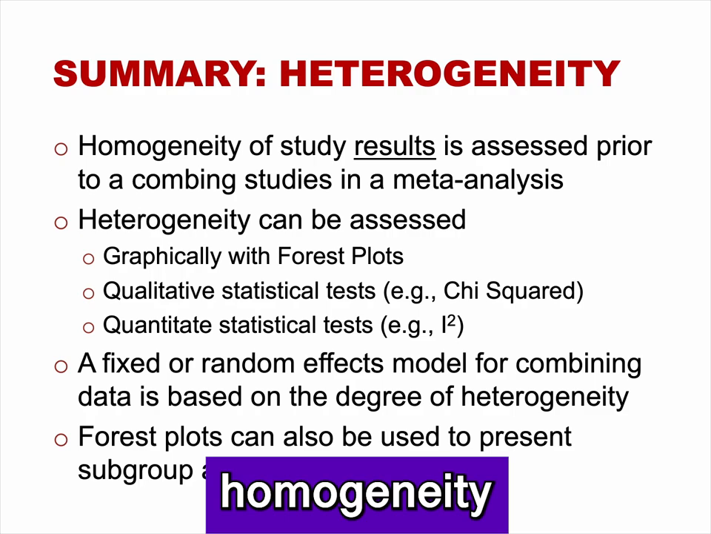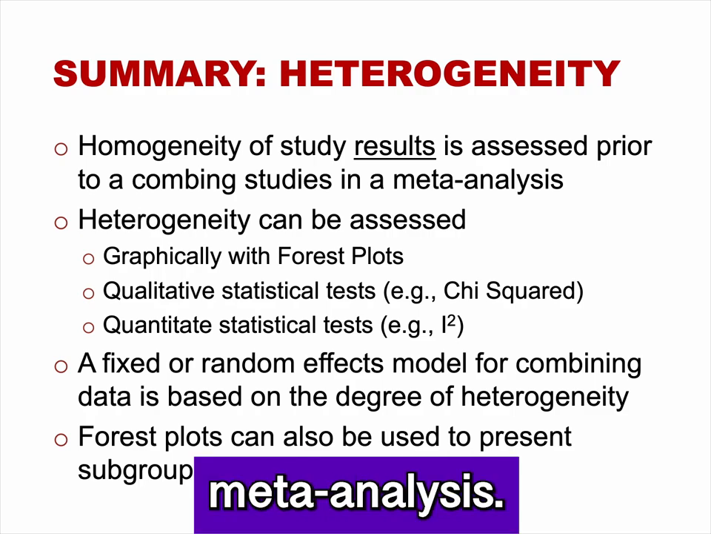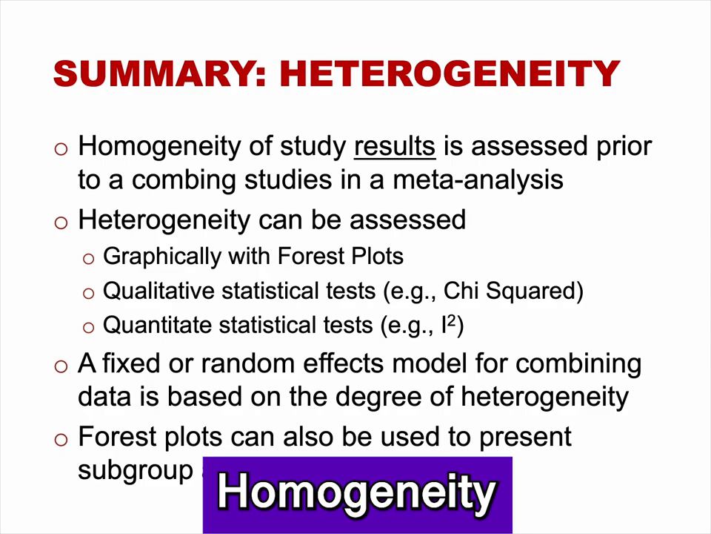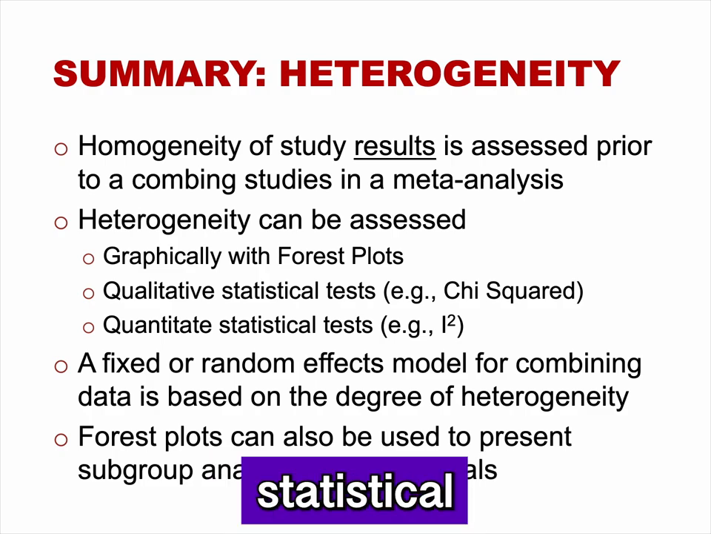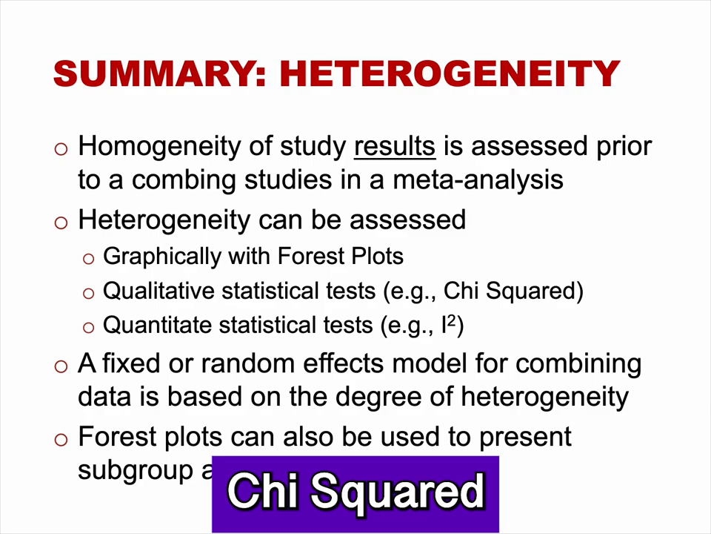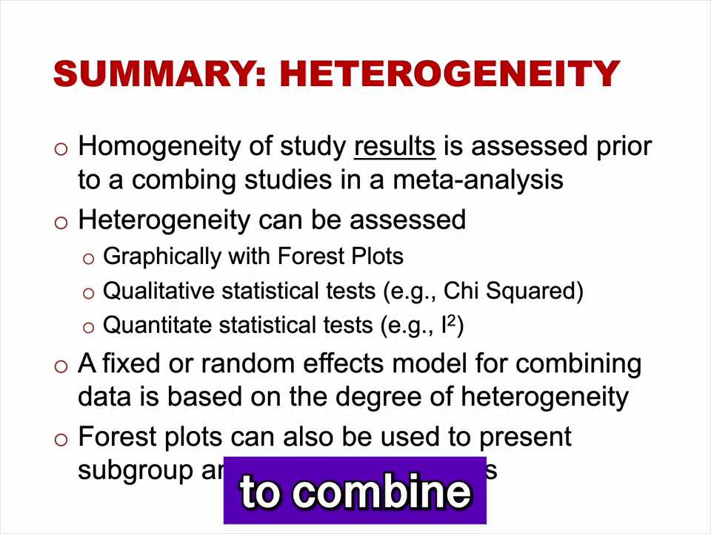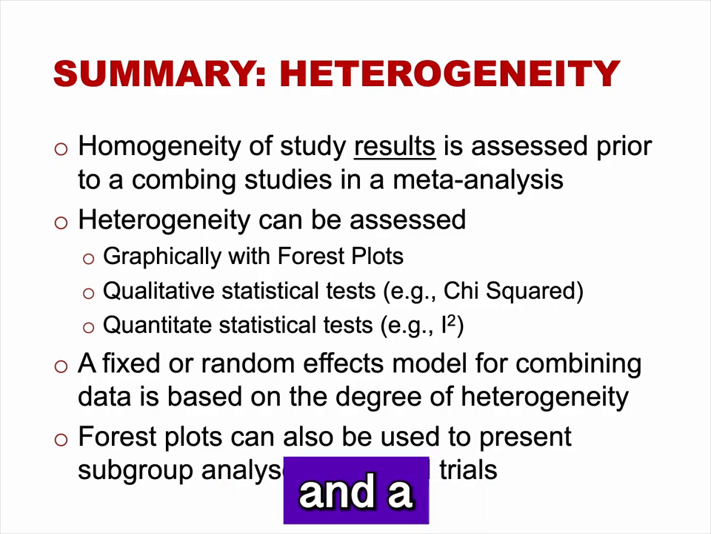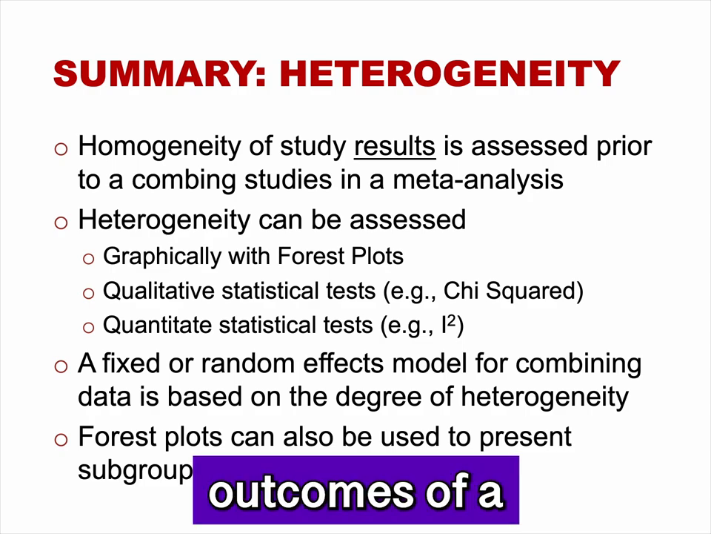In summary, homogeneity should be assessed prior to combining the individual study's results in a meta-analysis. Homogeneity can be assessed graphically using forest plots, with qualitative statistical tests such as the Cochrane Chi² and with quantitative tests like the I². Whether to use a fixed or random effects model to combine the data is a matter of debate, and a decision should be made based on the degree of heterogeneity. Finally, forest plots can be used to assess the influence of subgroups on the outcomes of a clinical trial.